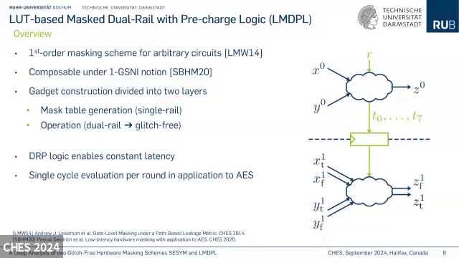So then the operation layer, this actually operates in dual rail precharge, meaning that when the intermediate values are computed in the upper layer, the lower layer is precharged. And then in a consecutive cycle, an evaluation is done based on the second shares. And what this means is that if we now cascade different gadgets of this type, we get a constant latency for arbitrary circuits. And also the authors came up with an AES architecture where each round in the AES only takes a single cycle to evaluate.